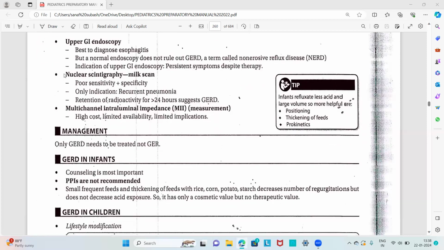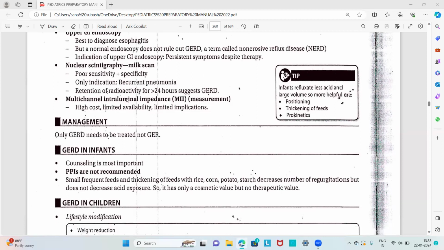And we can also go for nuclear scintigraphy, that is a milk scan, which has poor sensitivity and specificity, and the only indication is recurrent pneumonia. If there is recurrent pneumonia, we have to go for nuclear scintigraphy. Retention of radioactivity for more than 24 hours suggests GERD in nuclear scintigraphy. Then there is multichannel intraluminal impedance measurement. It is high cost, has limited availability, and has limited implications.